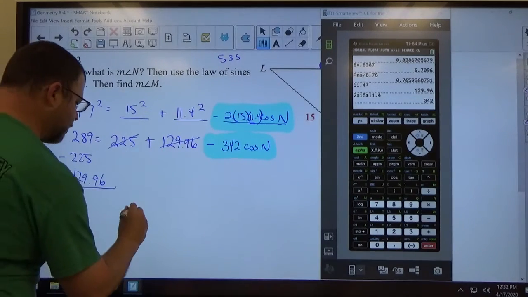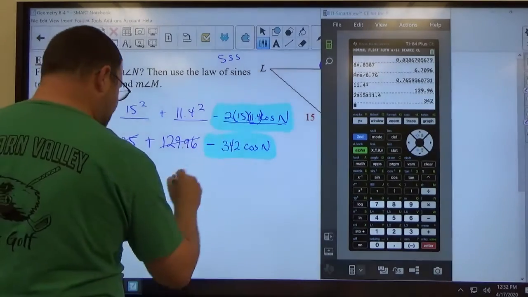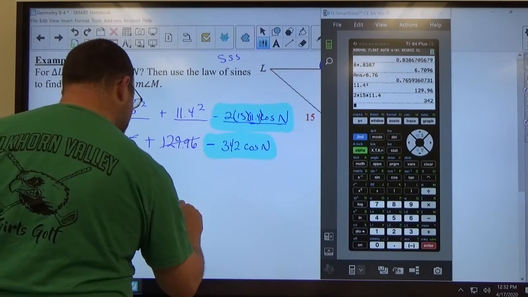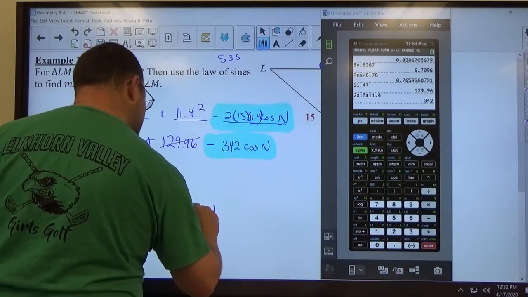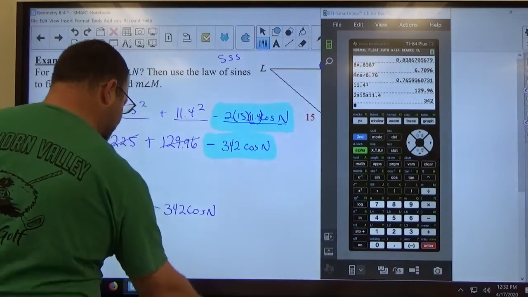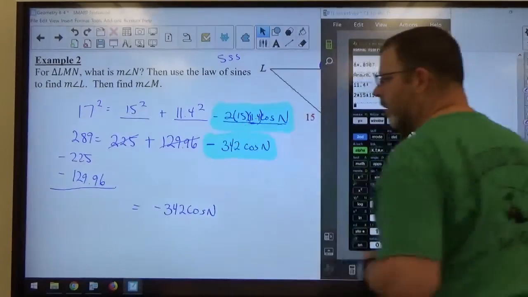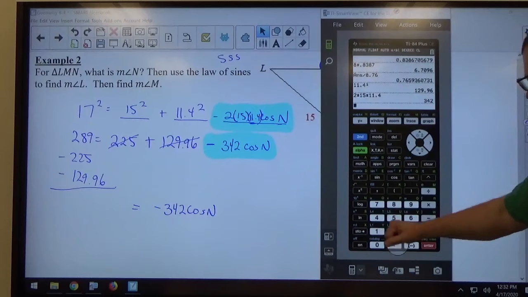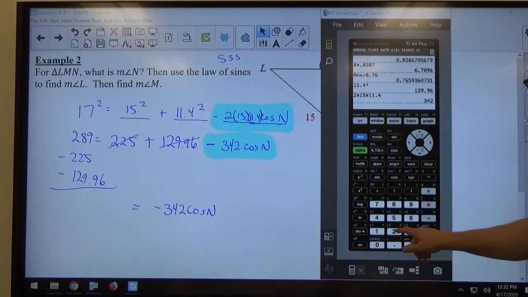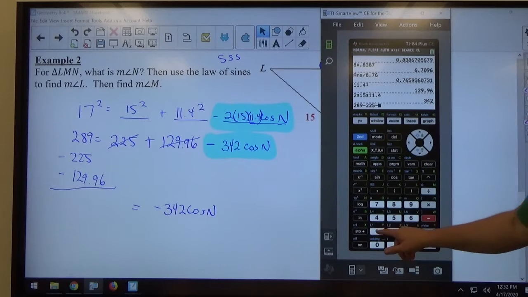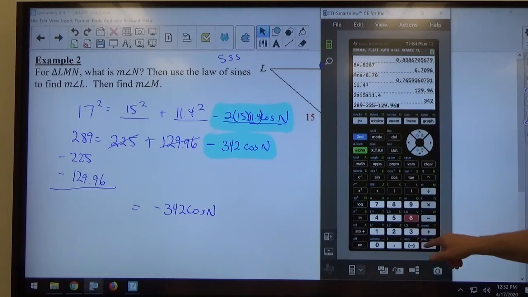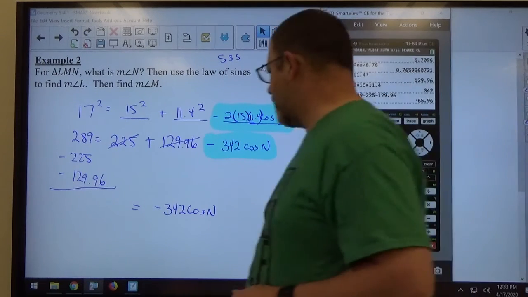So I'm going to have an equal sign here. It's negative, so I'm going to put negative 342 cosine of N. That guy just comes along for the ride, basically. And then over here, I need to evaluate all this stuff. Whatever it works out to is what it is. So 289 minus 225 minus 129.96. So it's negative 65.96.